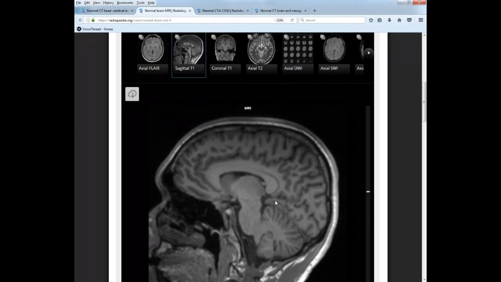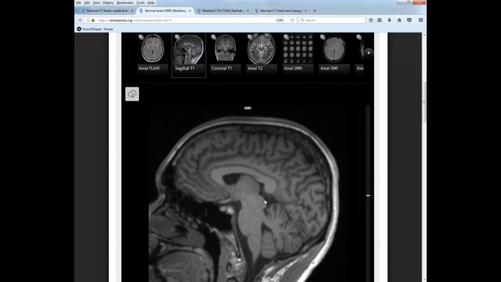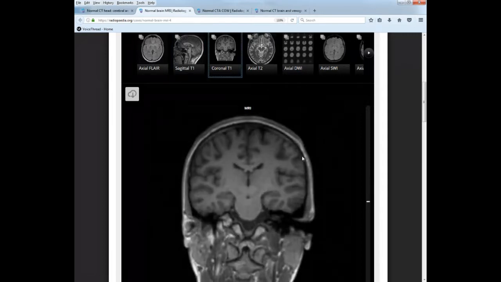Which on this guy is not calcified, on other people it is. What else do we need to do? Look at the limbic system. So moving on to, actually, we looked at all of that anatomy in the sagittal view. Let's look at all that anatomy on coronal.